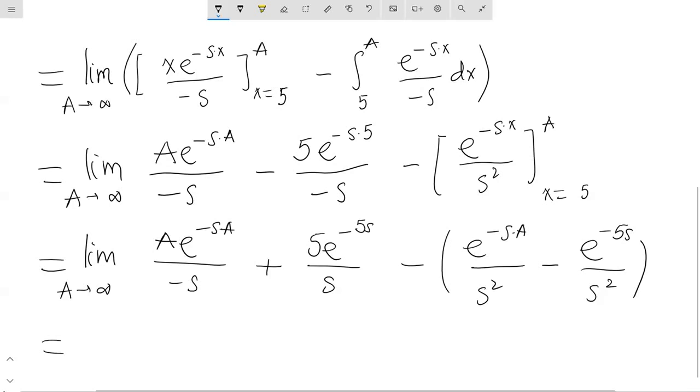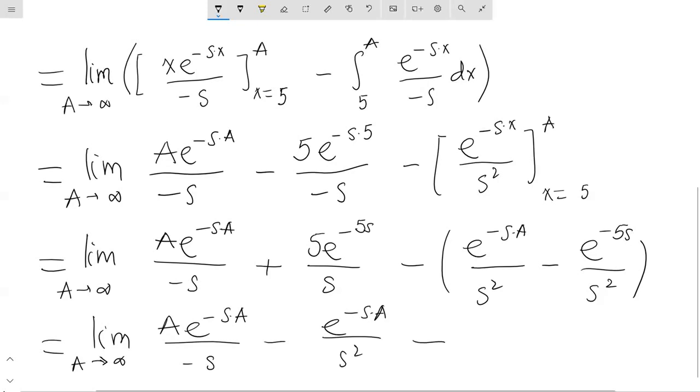When we're taking the limit here, some terms depend on a, but some terms do not have a. Let's put those terms with a into one group. The first group, say a here: e to the minus s times a over minus s, and then I have minus e to the minus s times a over s squared, and the rest is 5 e to the minus 5s over s plus e to the minus 5s over s squared.